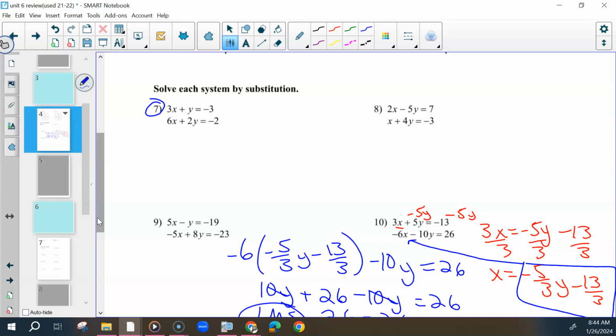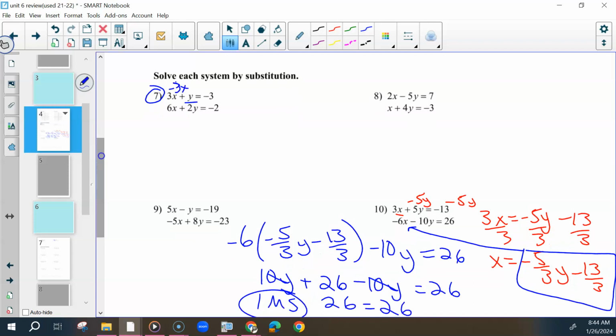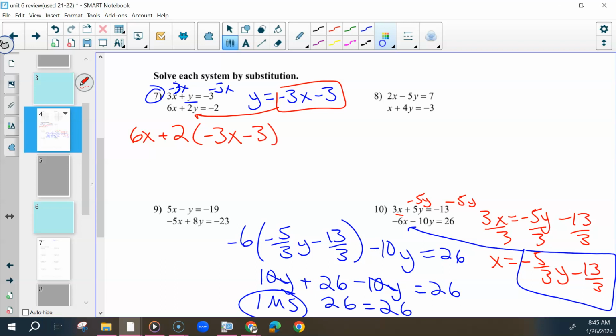For number 7, we're solving by substitution. Solve for the variable that's by itself, so get rid of x. In substitution and elimination, it doesn't matter if you put it in slope-intercept form or not. And then take that expression and put that back in. We have 6x plus 2 times (negative 3x minus 3) equals negative 3.